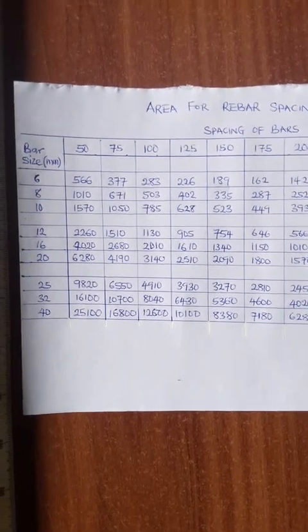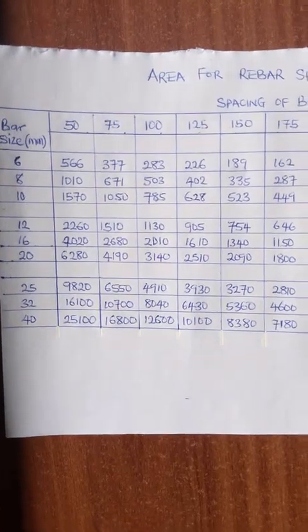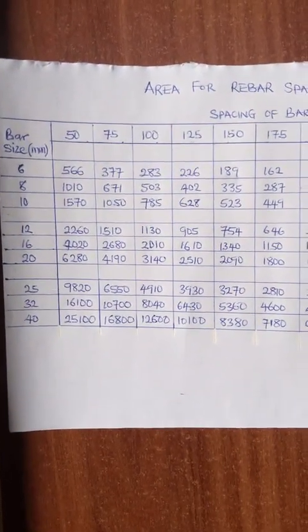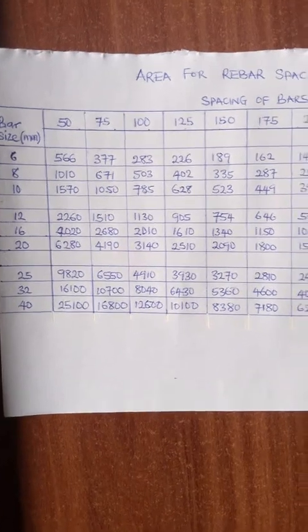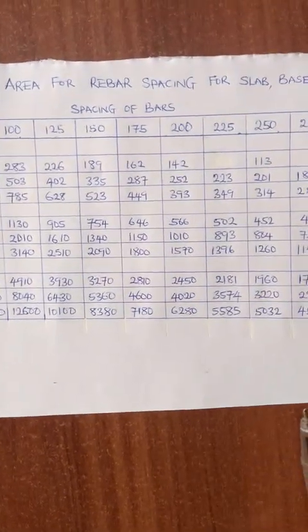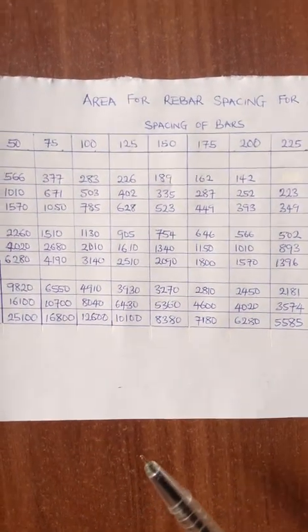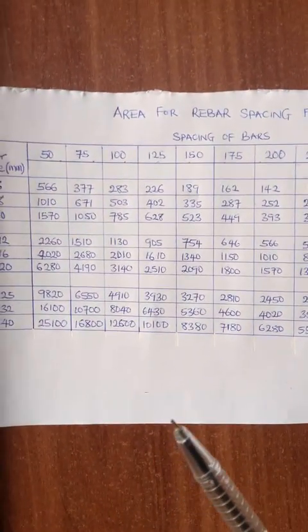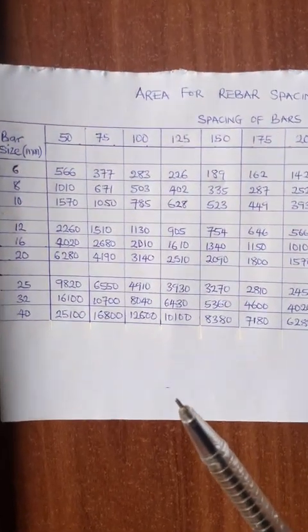Today we are going to look at a table where you are expected to obtain the spacings for your rebars, for slabs and for bays. Now, as you know, your bars are placed center to center. So this is a table that will enable you select the spacings for your reinforcement.